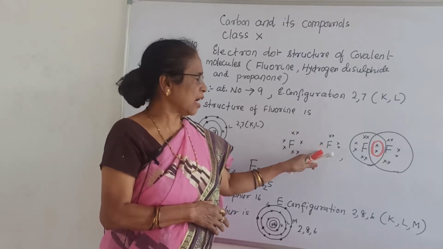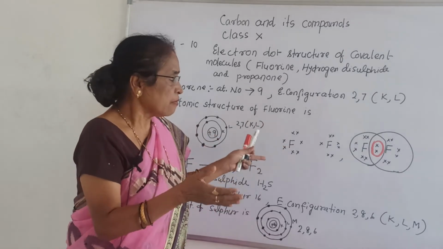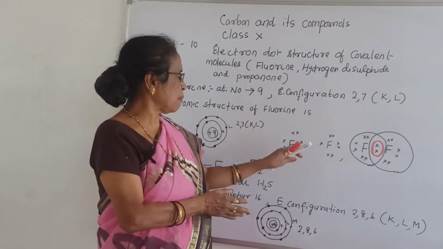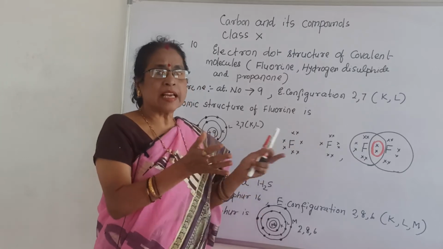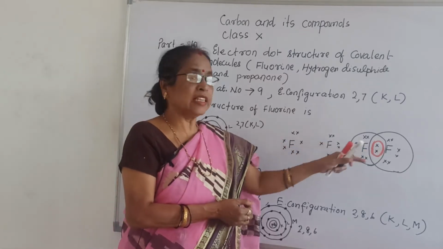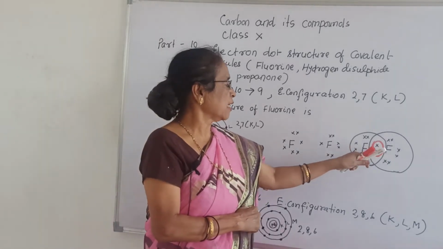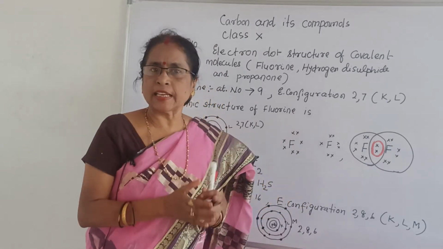This other fluorine atom is also represented like this. They are far away from each other. When they come close to each other, what happens? These 2 electrons will share with each other and form a covalent bond. Now you can see they form a covalent molecule by sharing of electron.